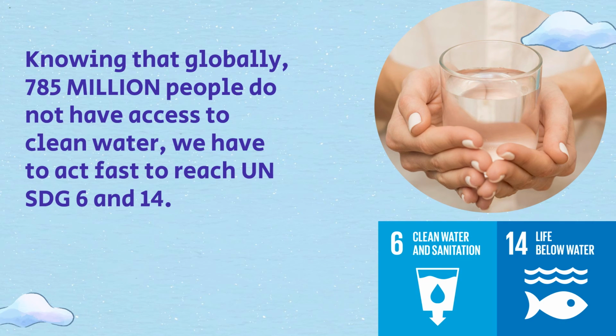Globally, 785 million people do not have access to clean water. We have to act fast to reach UN SDG, which means Sustainable Development Goal, 6 and 14. The sixth Sustainable Development Goal of the UN is to have clean water and sanitation for all. This means we have to treat water correctly to have it for everyone in the world.